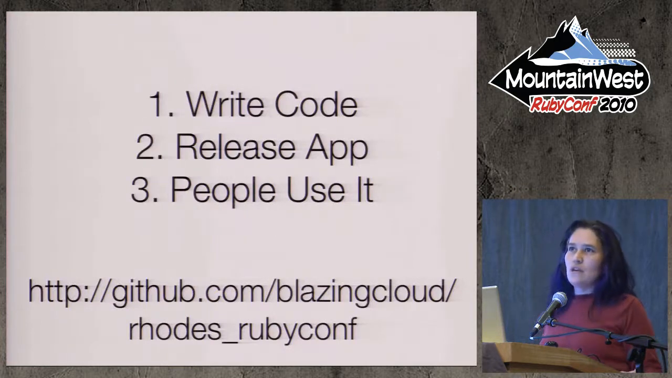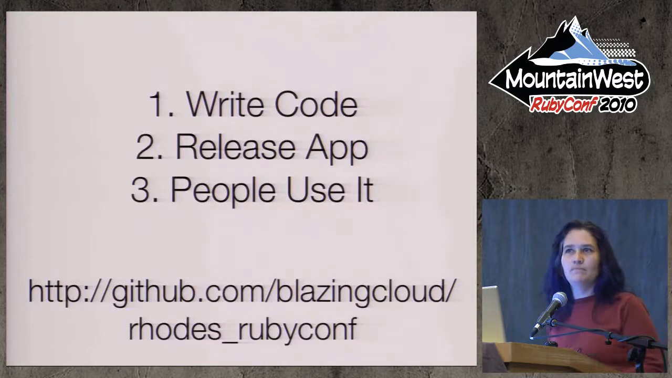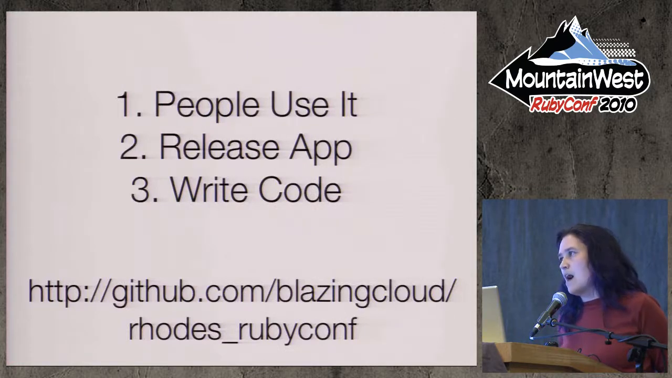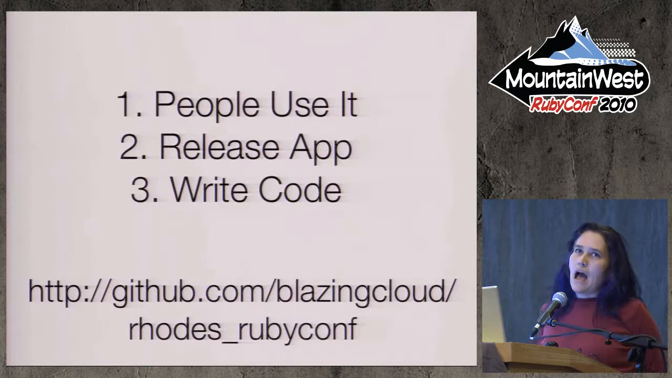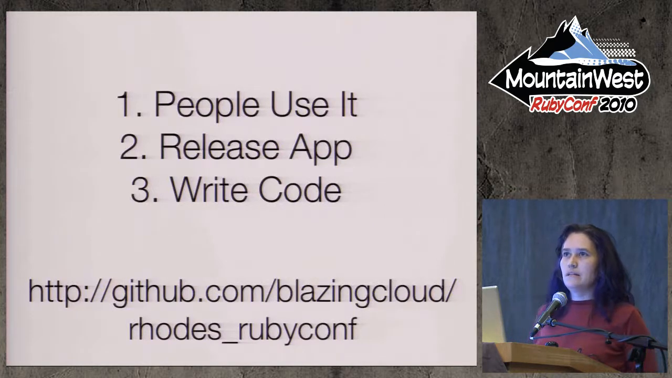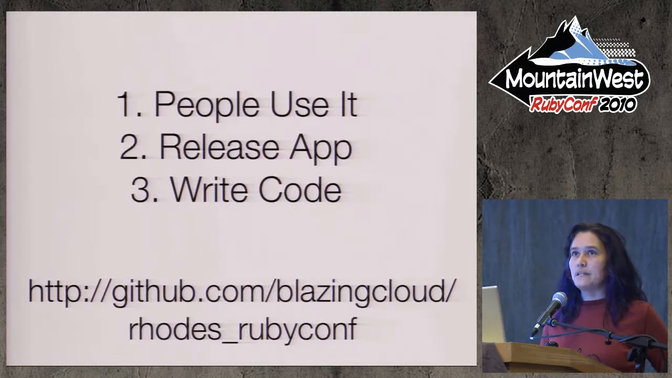The process you usually go through when writing an app is you write the code, you release the app, people use it. Of course, you have to think about this backwards. You want to think about what you're going to build. How are people going to use your app? You have to think about how you're going to release it, which is a little more complicated on mobile devices than it is, say, on the web or even with a desktop app. And lastly, you have to figure out how to build the code. So this is the order in which we're going to talk about the apps today.